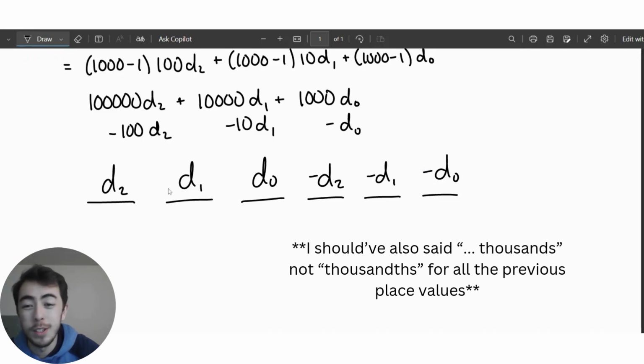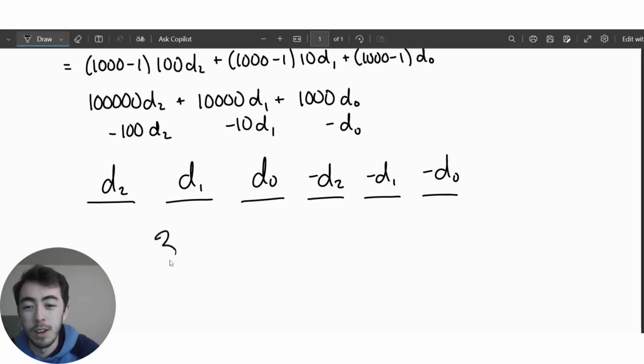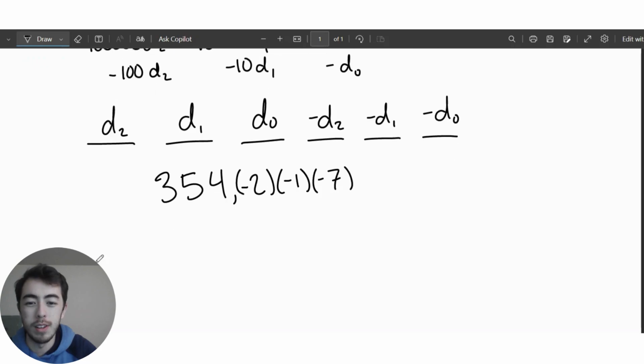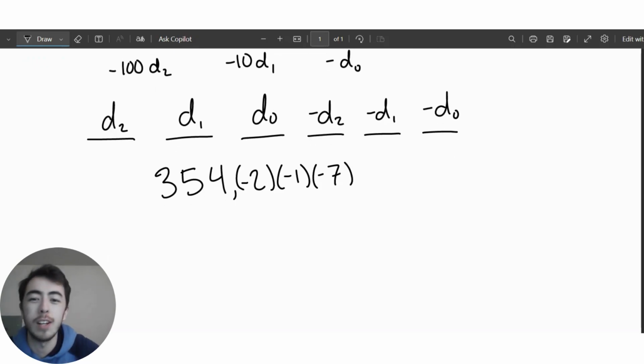And I don't know about you, but I haven't seen a number that looks like, I don't know, 354,000 -2, -1, -7. Like, I need digits from 0 to 7 to be able to write this number. But let's see, I think I can compensate.